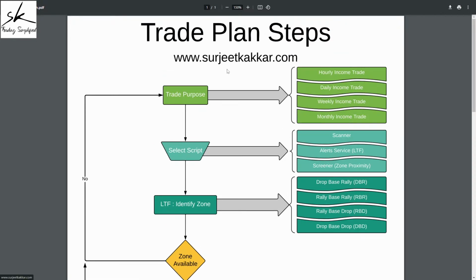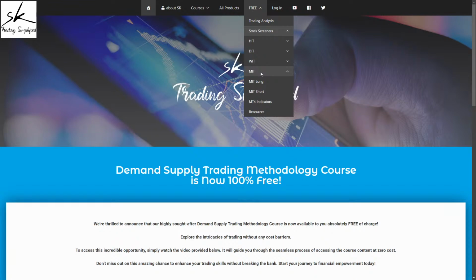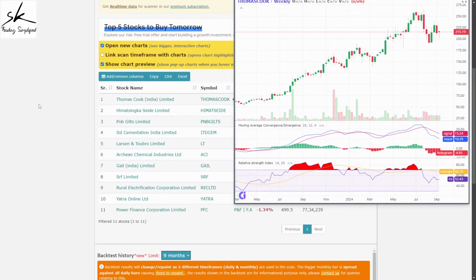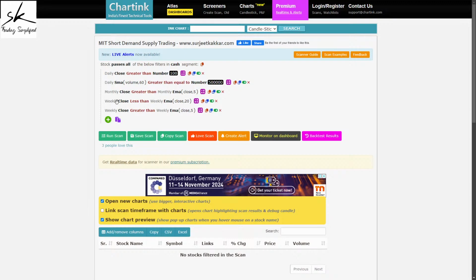So let's look at a few examples before we move ahead. Like I was saying, once you come to our website, under the free tab, you have the stock screener. Because I want to plan MIT trades, I can run the long scan and the short scan. Here you can see the long scan is shortlisting about 11 symbols for me, and the short scan is shortlisting nothing. This can happen at times: maybe nothing is matching these conditions, and if nothing matches, nothing is going to get shortlisted for you.